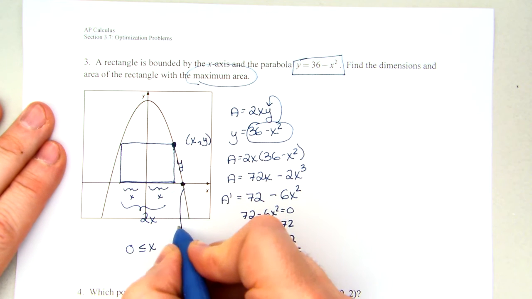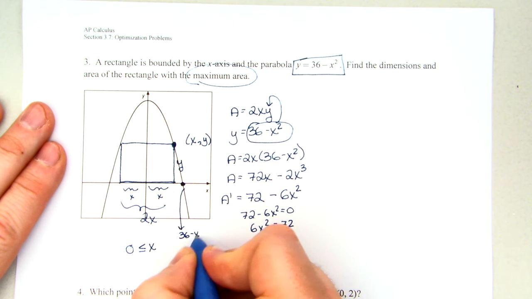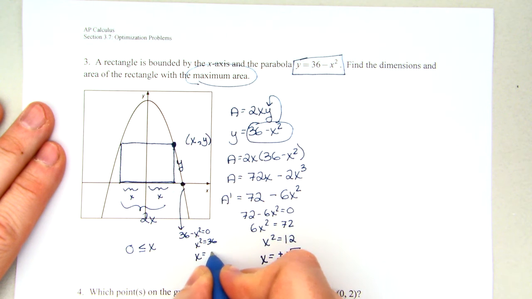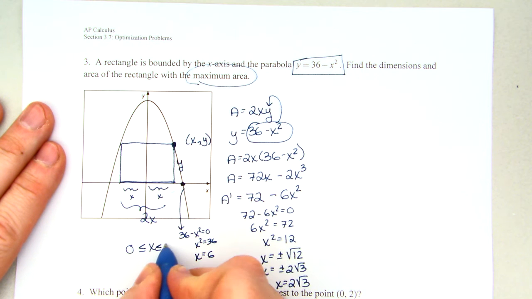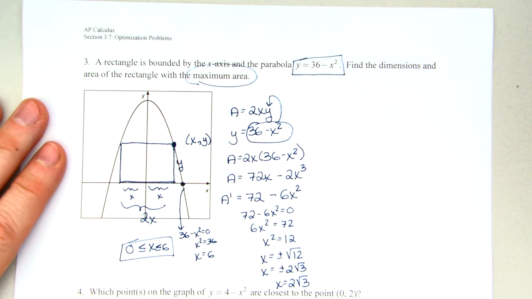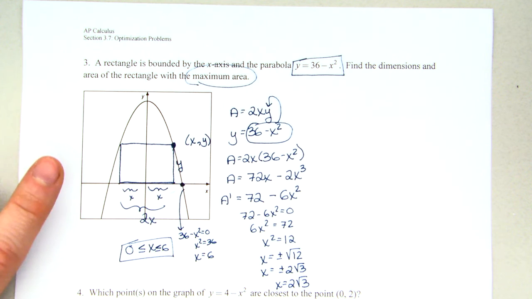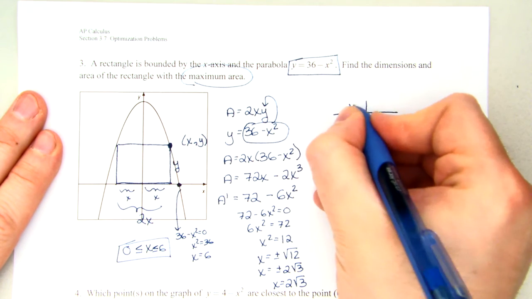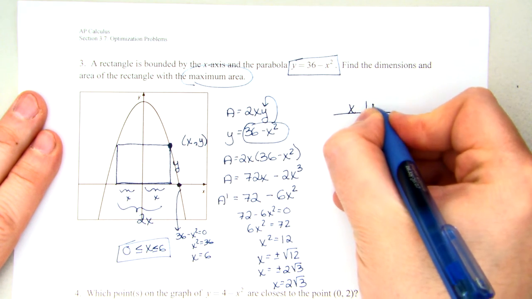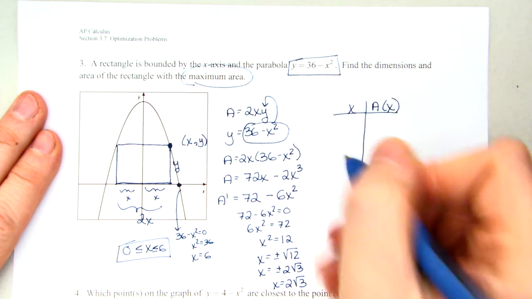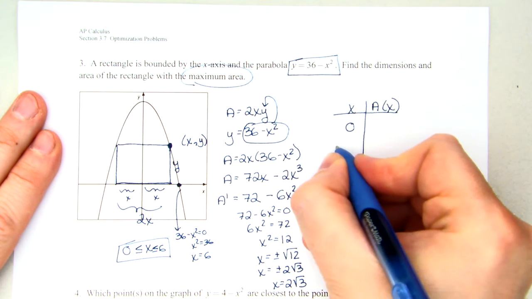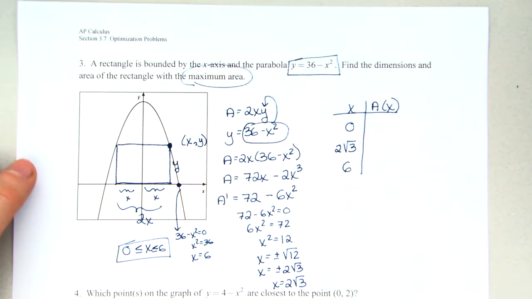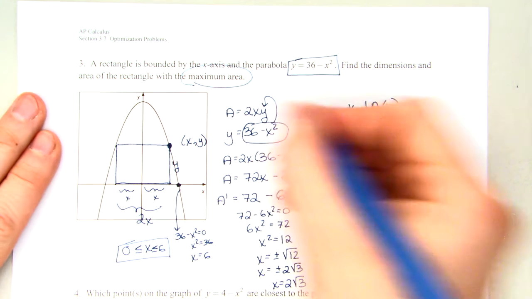Well, to find the x-intercepts of our parabola, we could just set our parabola equation equal to 0. We're going to get x squared equals 36, x equals plus or minus 6. In this case, x is going to equal 6, which means my domain is 0 less than or equal to x, less than or equal to 6, and we can use the candidates test. So I'm going to label my columns x and A of x, and I need to use the endpoints 0, the critical value 2 root 3, and 6. We're going to plug into our area formula.